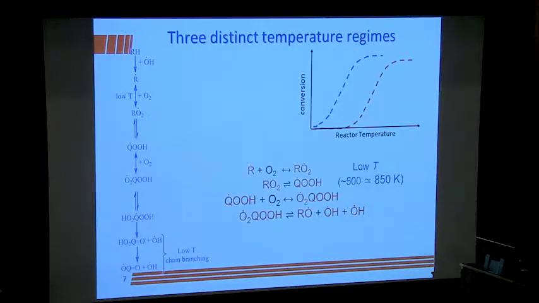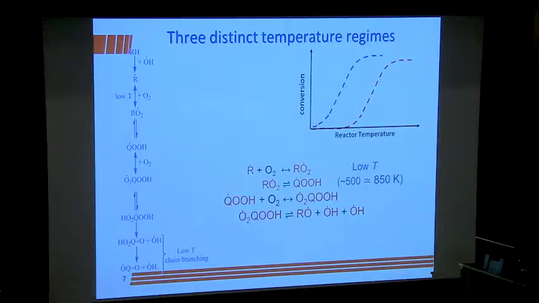So we abstract a hydrogen atom from the fuel. The energy barriers for that process are low. There is no energy barrier for alkyl radical addition to molecular oxygen, and I'll be talking about that a little later. So we get an alkyl peroxy radical. And now we do have energy barriers for these isomerizations, forming the hydroperoxy alkyl radicals.